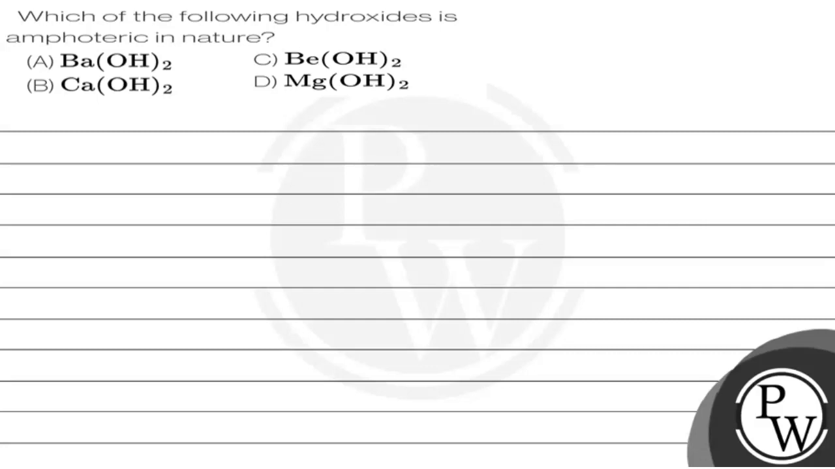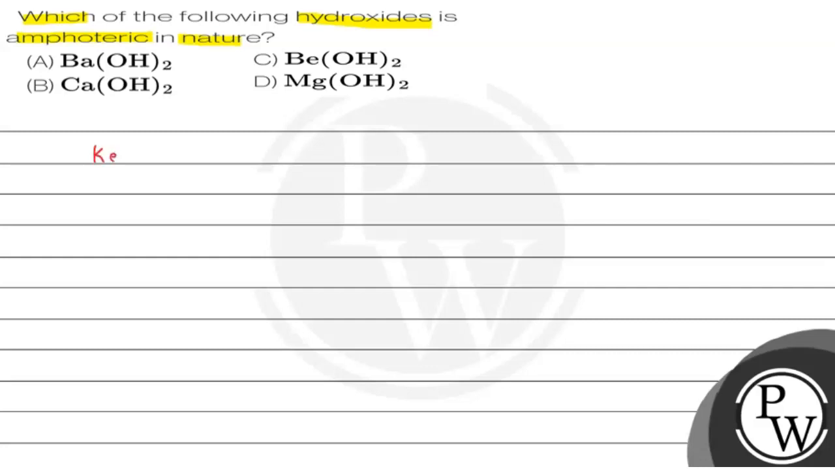Hello bachcho, let's have a look at this question which says which of the following hydroxides is amphoteric in nature? The options are barium hydroxide, calcium hydroxide, beryllium hydroxide और magnesium hydroxide.